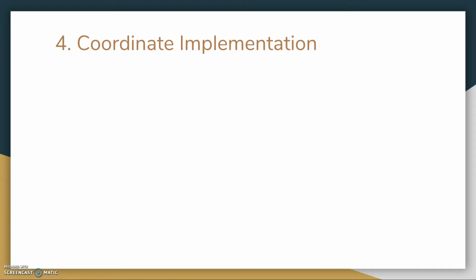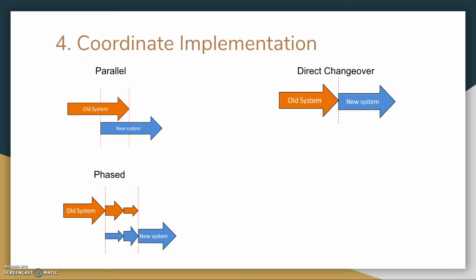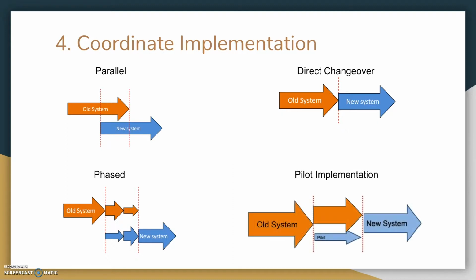There are different ways a company could implement the new system. The first is parallel. This is where the new system and the old system run simultaneously while the new system slowly assumes the roles of the older system. The second is phased. This is where the new system is transferred over in stages. The third is direct changeover, where there is a complete switch from the old system to the new system on a certain date. Lastly, there is pilot implementation, where a small group of people test out the new system while the rest of the population is using the current system.